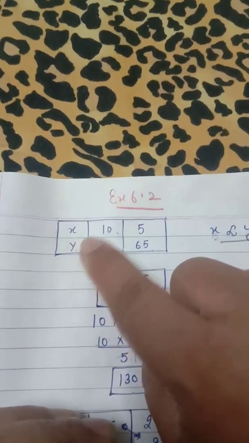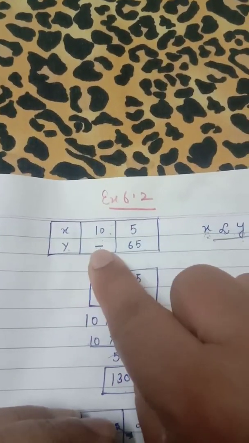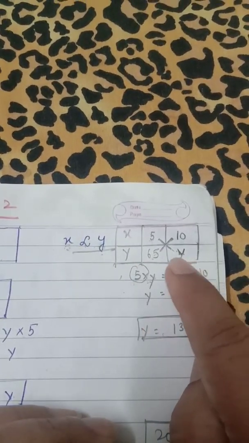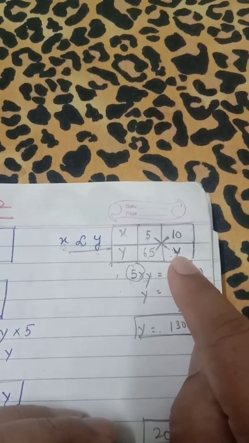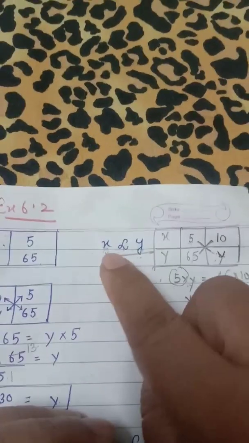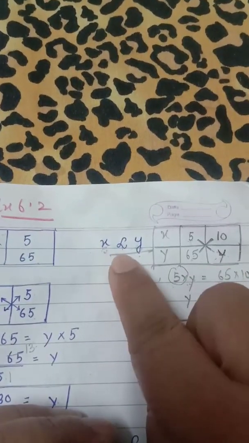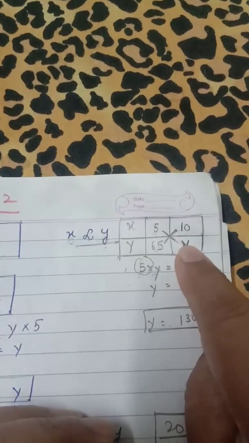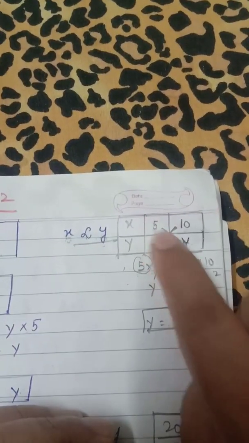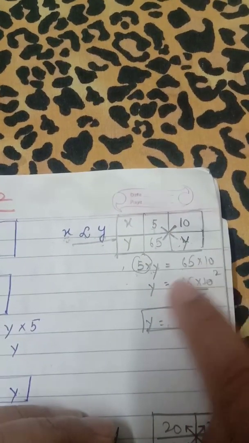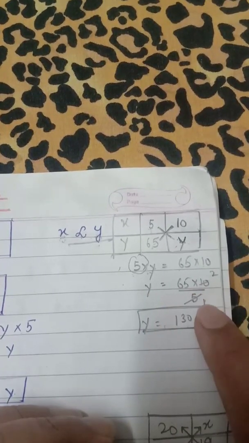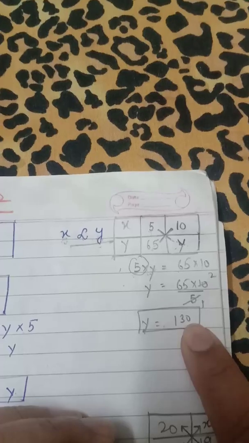I'm just going to give you one hint for all the questions. In question number 2, we'll be taking this part where both x values are there, but one value of y is missing. So whichever value of y is missing, you can keep it as y only. And then it is very clearly stated in the question that x is directly proportional to y. So we'll be using the cross multiplication method. 5 into y is equal to 65 into 10. To find the value of y, we multiply 65 into 10 and divide by 5. The value of y is 130.